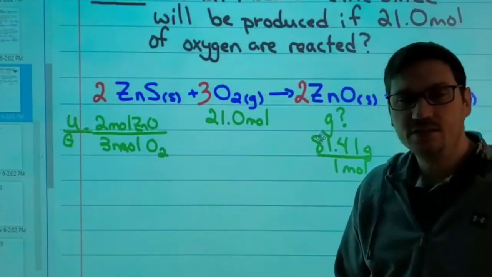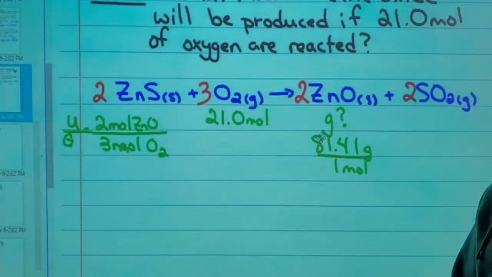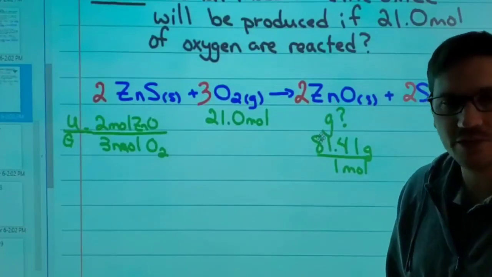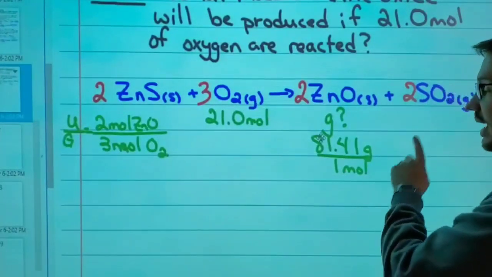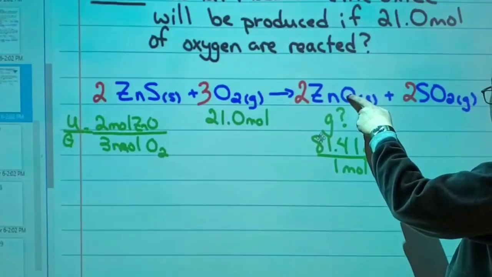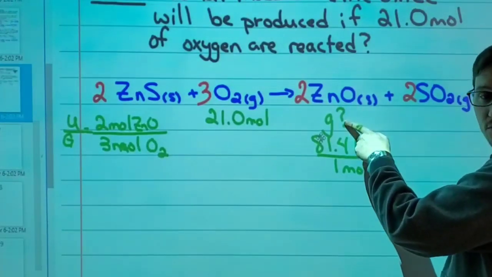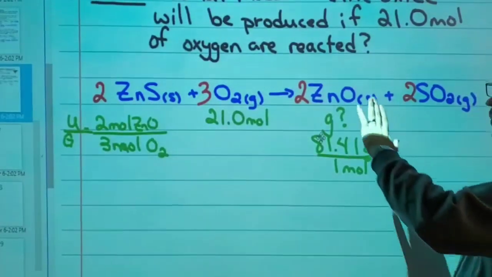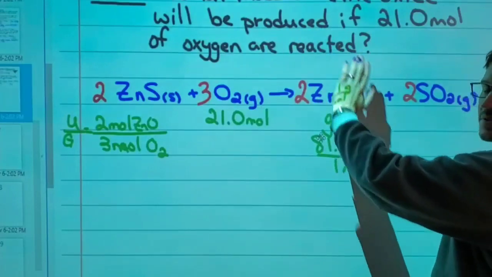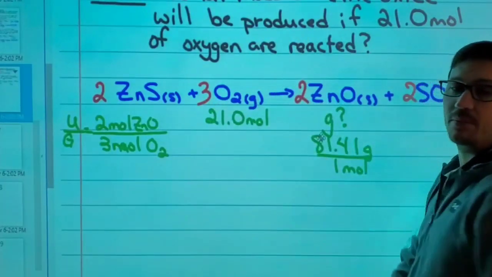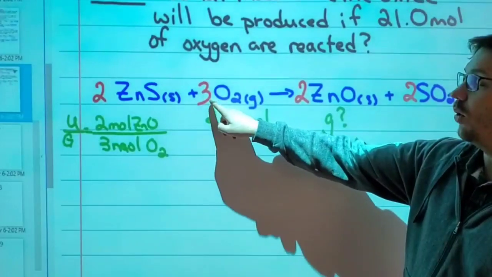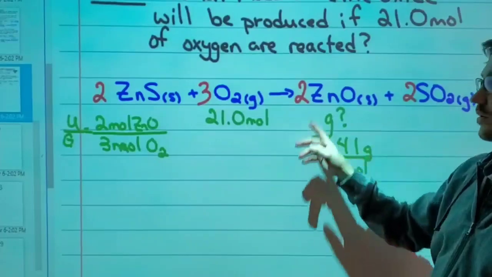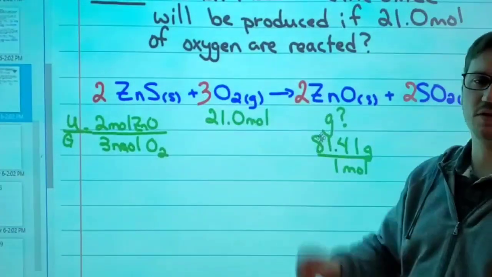So let's just take a second and reflect on what happened. It gave us the moles of oxygen. We don't need any other piece of information for oxygen. It asks for the grams of this substance, zinc oxide. So if it's asking for grams or giving grams, we need molar mass, grams per mole. And then the way to convert between any two substances is the coefficients. Remember, this 3 means 3 moles of oxygen for every 2 moles of zinc oxide, or 2 moles of zinc oxide for every 3 moles of oxygen.